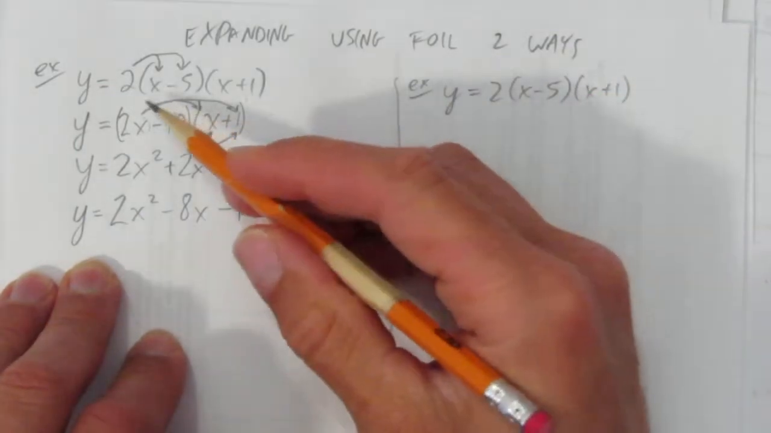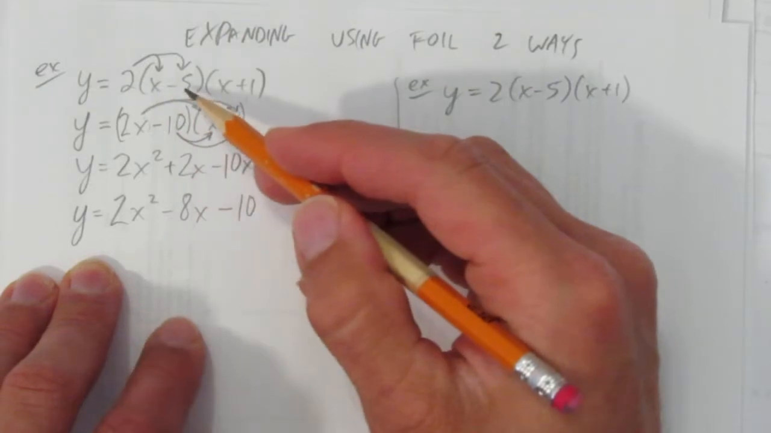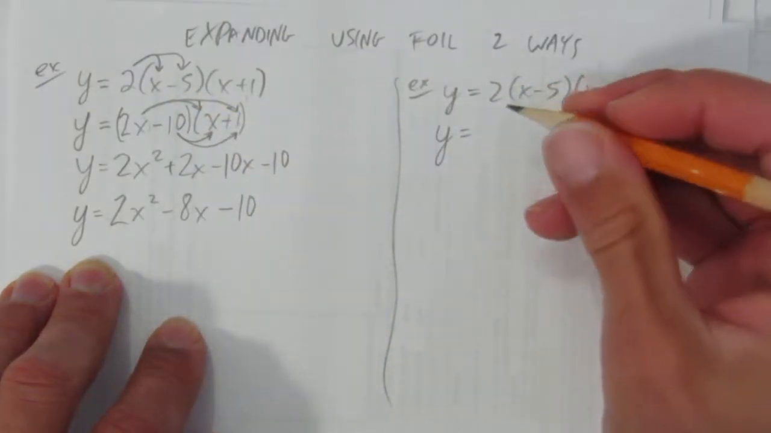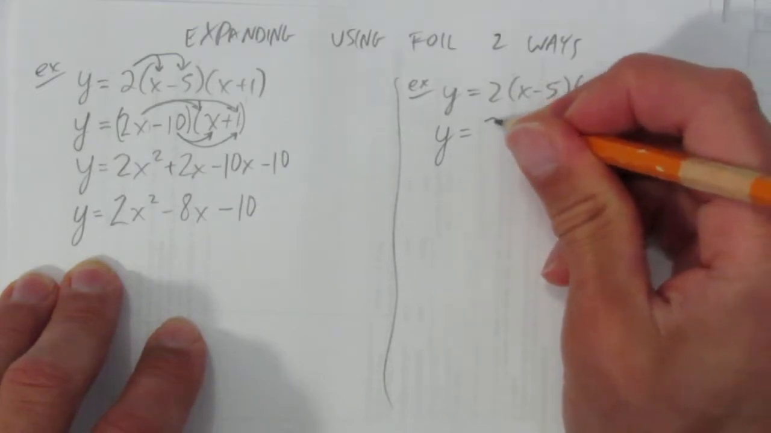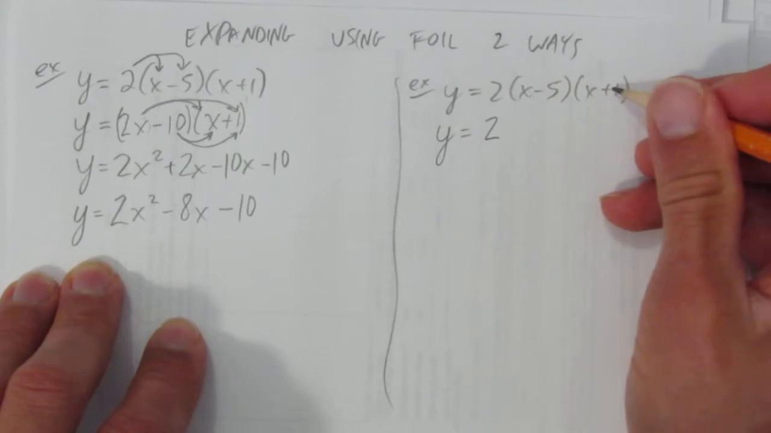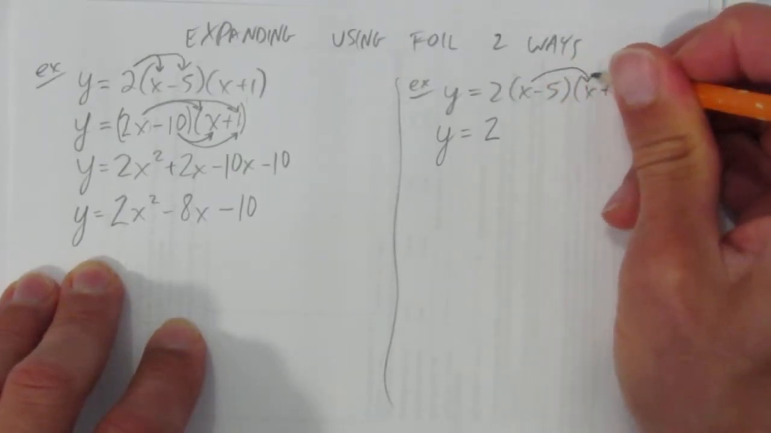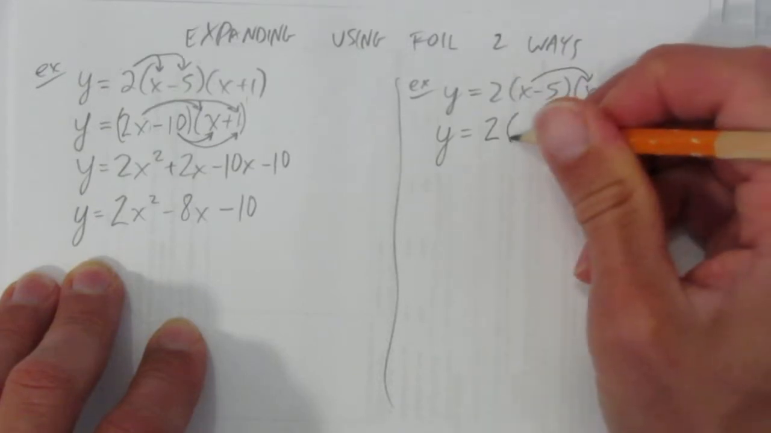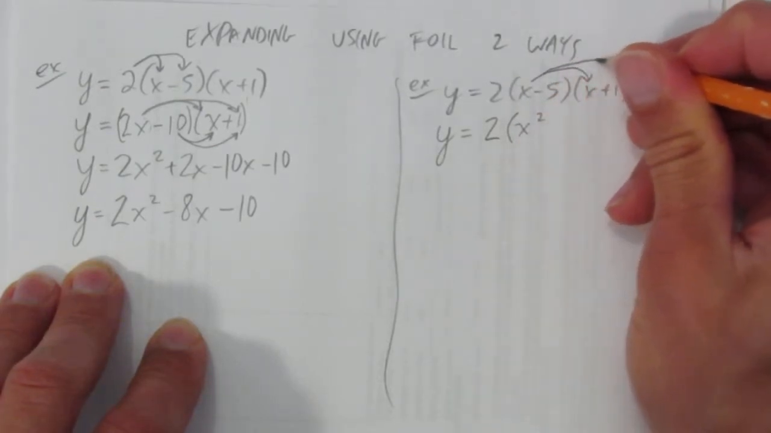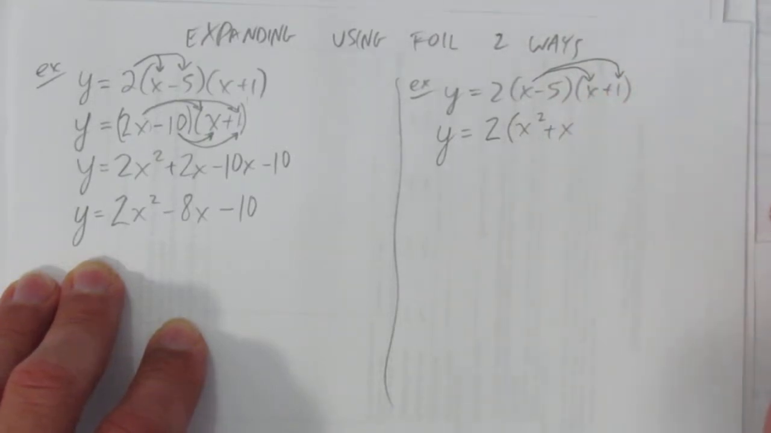In the first example, or doing it this first way, we shared this 2 with the first brackets. In the second way, and neither way is better, it's just personal preference, I'm going to leave the 2 alone. I'm going to start by doing that FOIL technique on these two brackets. That is, I'm going to do first times first. I need a bracket here, so x times x is x squared. And then x times 1, it's just 1x or plus x.